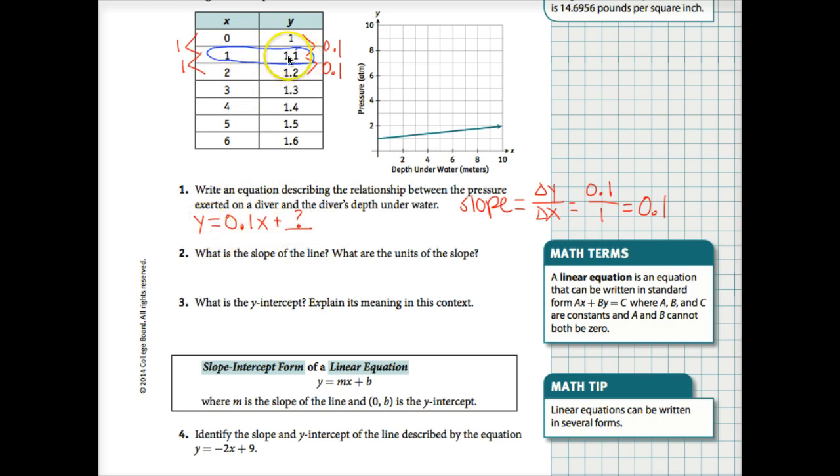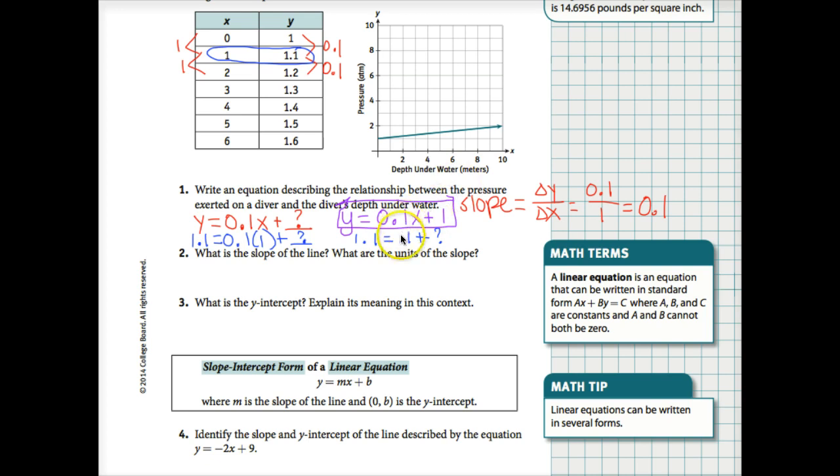So if I plug in the y value of 1.1 and I plug in the x value of 1, that will allow me to figure out what my question mark is. So 0.1 times 1 is of course 0.1. So I've got 1.1 equals 0.1 plus something. And so this is pretty easy to figure out what our something is. I need to add 1. So 1 is going to be what I write here. So my final answer is going to be y equals 0.1x plus 1.